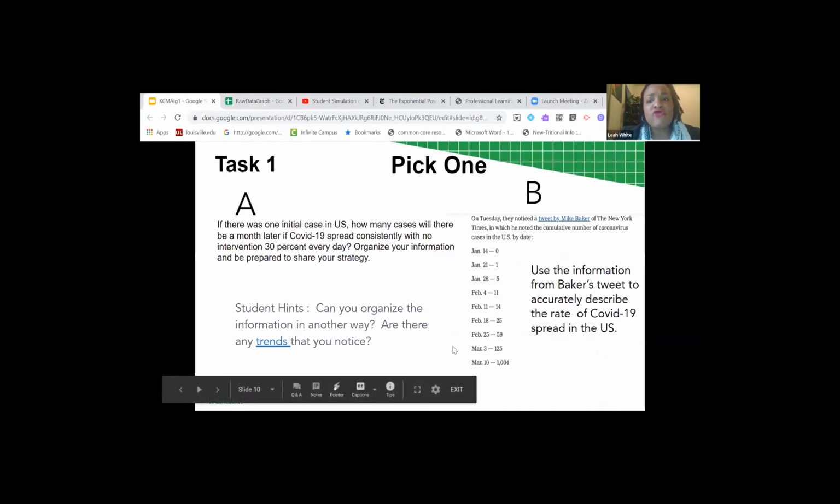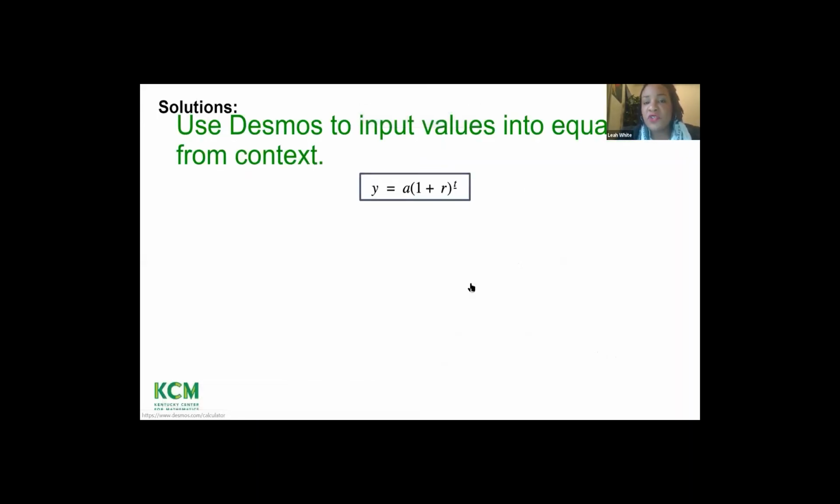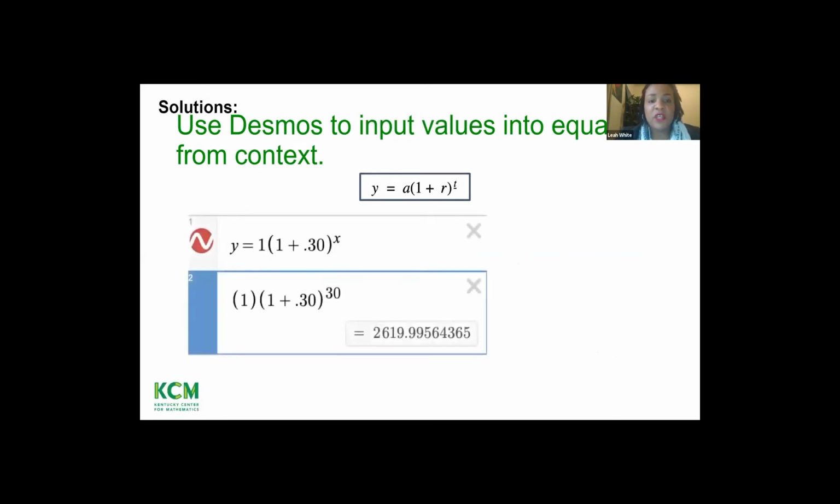Students can describe the rate of growth in some kind of way, or they can use the equation. So if they were to use the rule, in task 1 in particular, what they could do is pretty much write the rule. And I pretty much clipped this screen from Desmos, and I'll show you how you can do that. But basically the rate was 30% daily, and it was exponential growth.